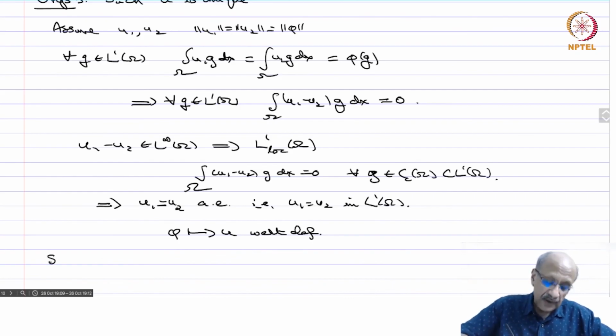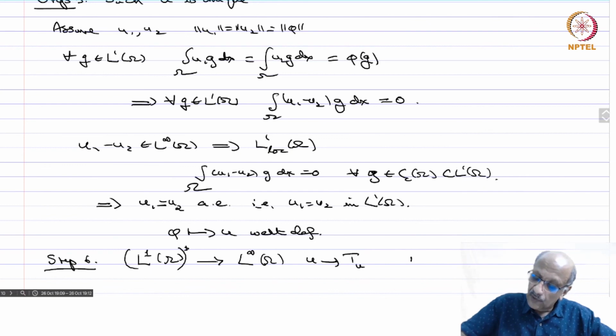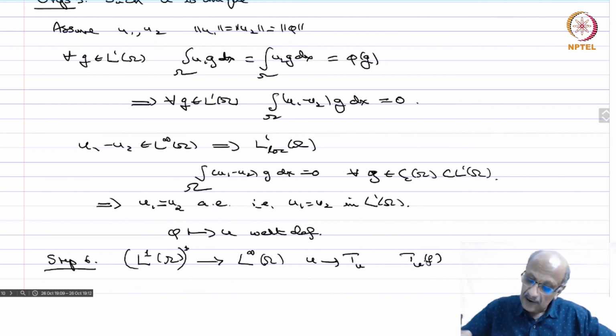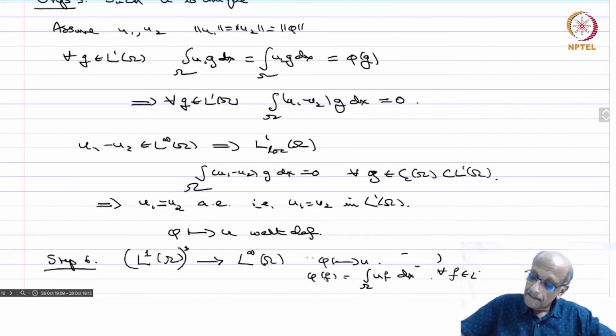Okay, so step 6. So you take the map from L1 of Omega star to L infinity of Omega, phi going to u, let's say T u, where phi of f equals integral on Omega of u f dx, for all f in L1.